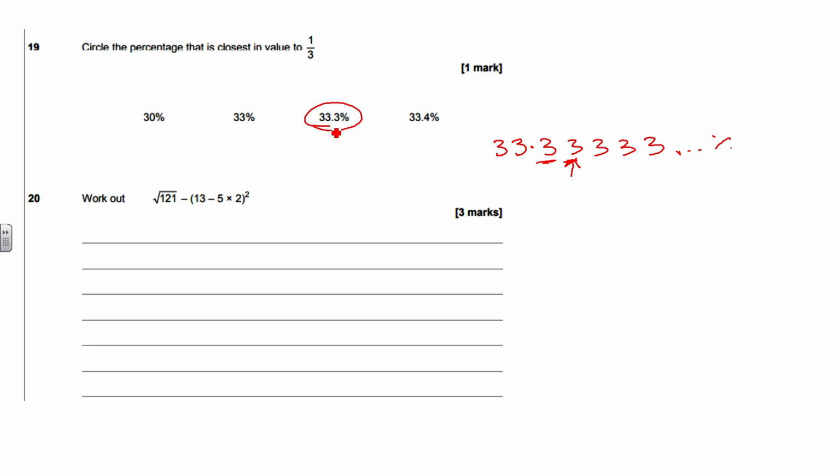Question 20. Work out the square root of 121 minus 13 minus 5 times 2. Lovely. So BIDMAS, I do the brackets first. So 13 take 5 times 2. But I've still got to follow BIDMAS again in the bracket. So in the bracket, 5 times 2 is 10, 13 take 10. So 13 take 10 is 3. So let's just work this through one step at a time. So 13 take 10 will be 3. Right, so that's my bracket figured. My next job is to do my indices. Now square roots actually count as indices as well, so I'm doing both of these things simultaneously. So 121 square rooted is 11, minus 3 squared, which is 9. 11 minus 9 is 2.